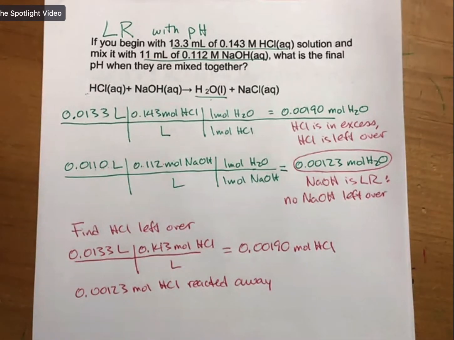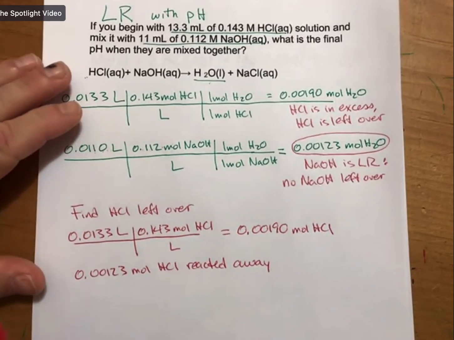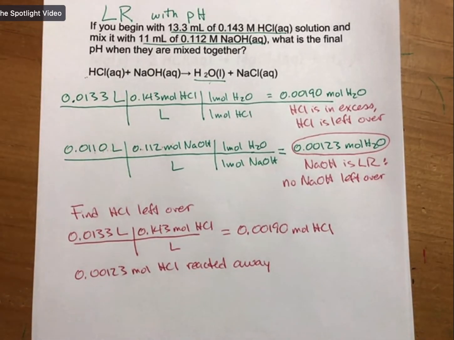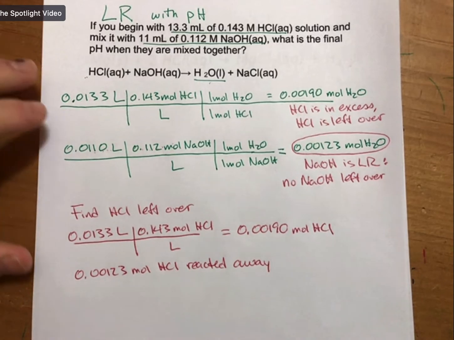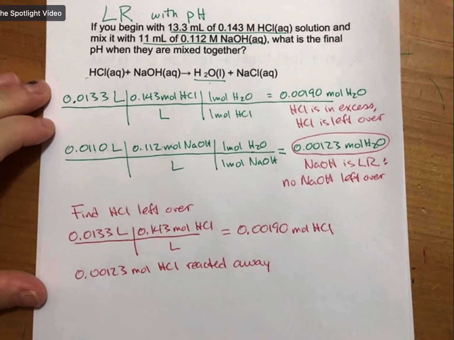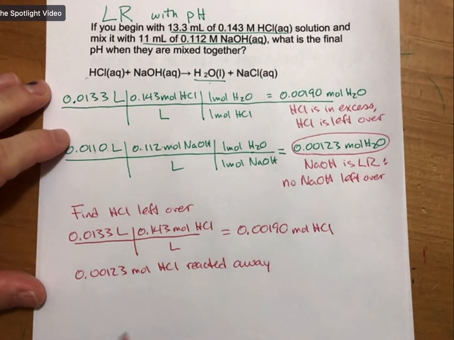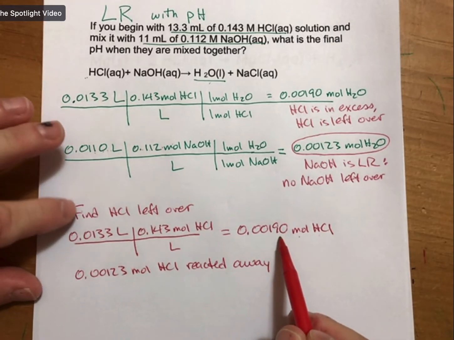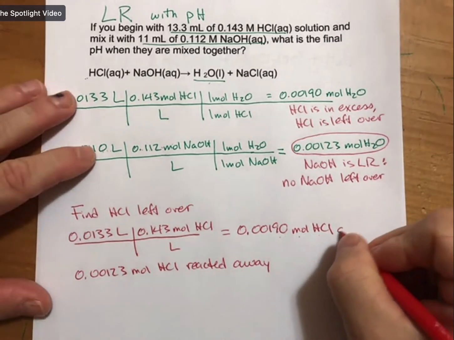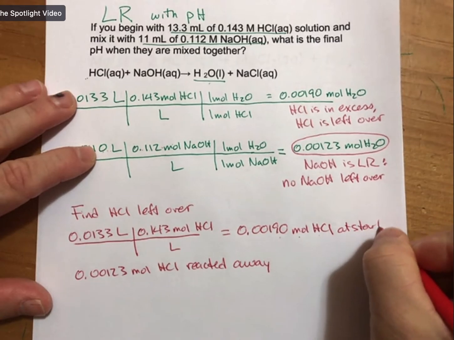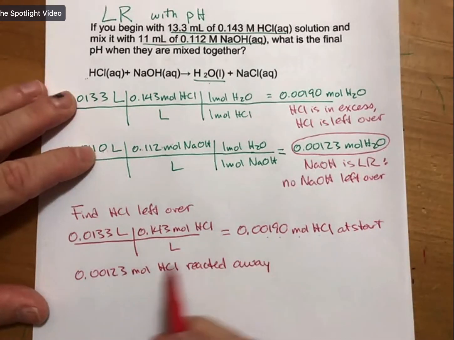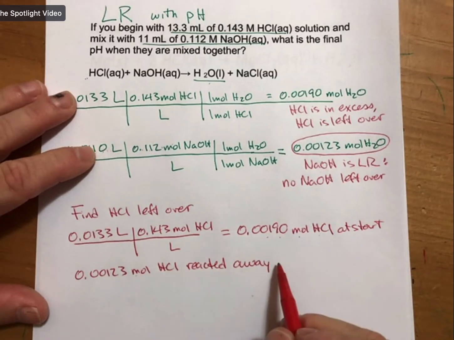And again, that's the same number as my moles of sodium hydroxide. Do you believe me, or would you like to see me prove that? It sounds like people believe me. So now I know my moles of HCl at the start. I know my moles of HCl reacted away. I can subtract these two to get my moles of HCl left over.